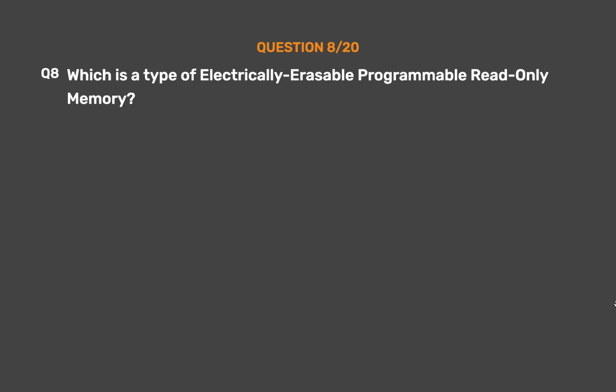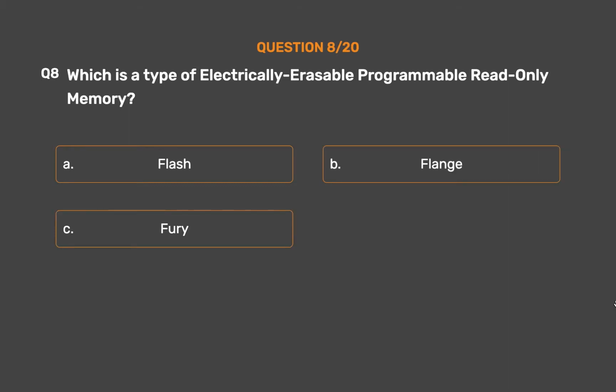Question number 8. Which is a type of electrically erasable programmable read-only memory? Option A. Flash. Option B. Flange. Option C. Fury. Option D. Fram.